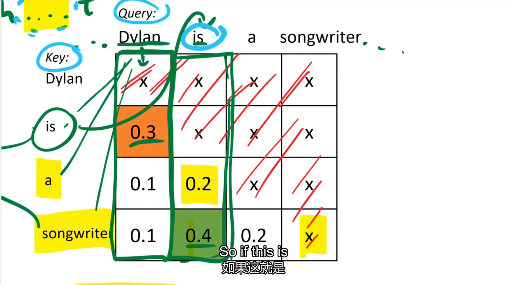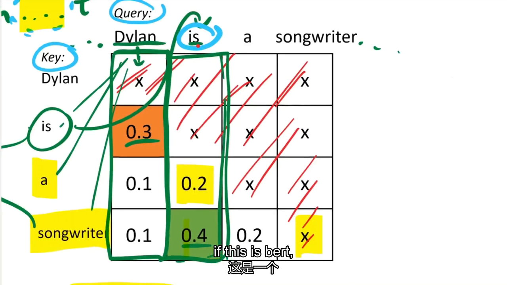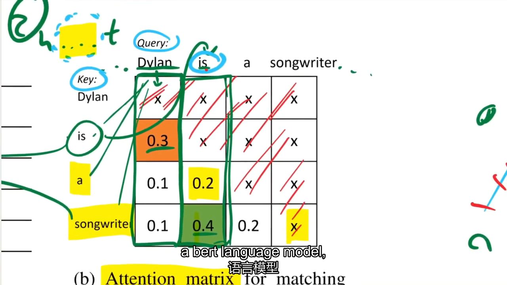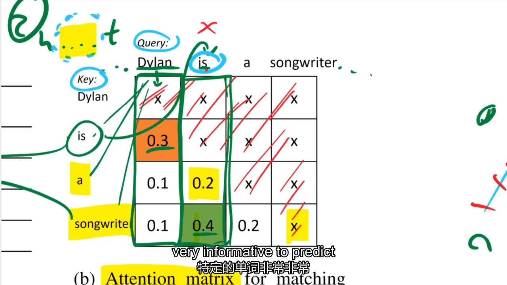So if this is really how it is here, and you are at the word "is", what you want to know, if this is a BERT language model, is: if I were to cross out "is", if I were to delete this word, which other words in the sentence ahead of me are very, very informative to predict this particular word? And that's kind of the query style.